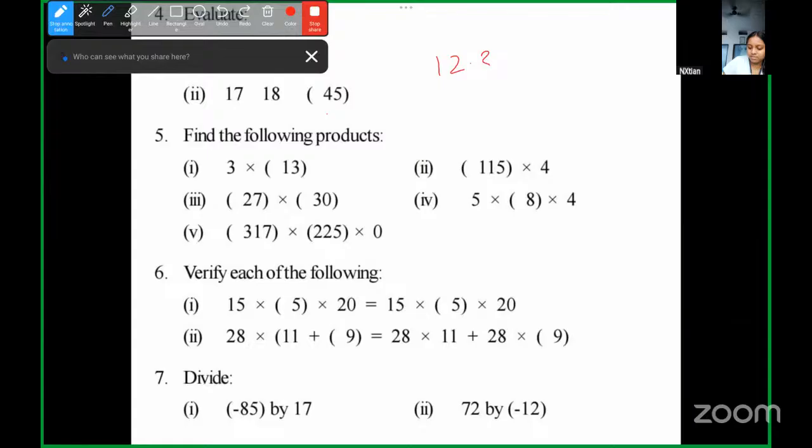Twelve point three, question 1, and exercise, questions 1 to 7. Okay, posted in the group, Hannah, today. 12.3, question 1, exercise questions 1 to 7.